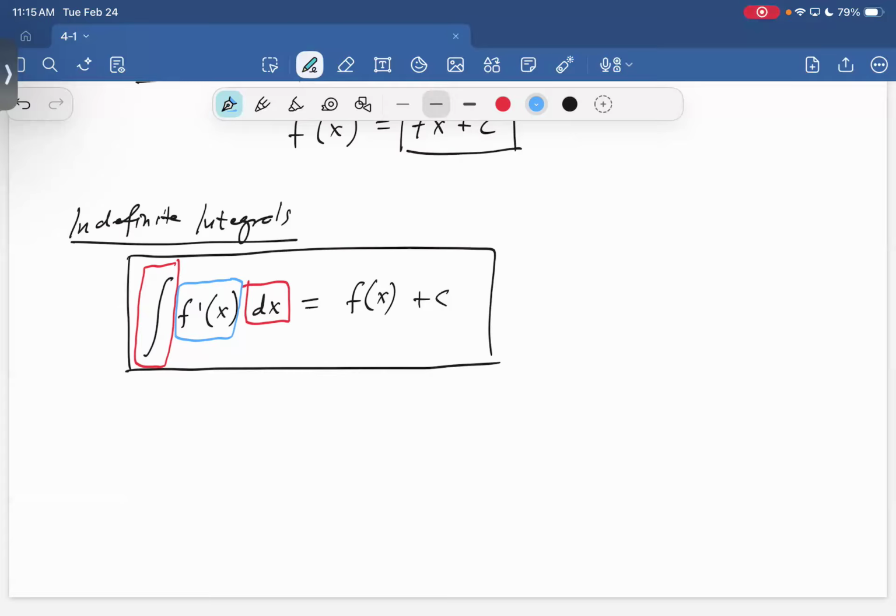I actually said that wrong. The blue thing is the integrand and the red thing is the integral symbol. Doesn't matter, okay? So it's just a different way of writing an antiderivative.